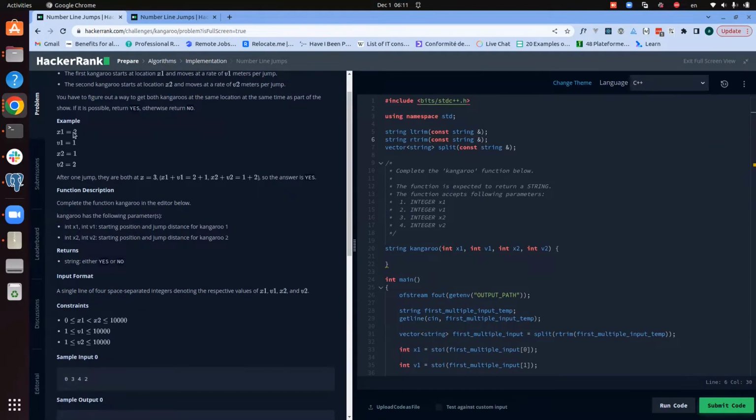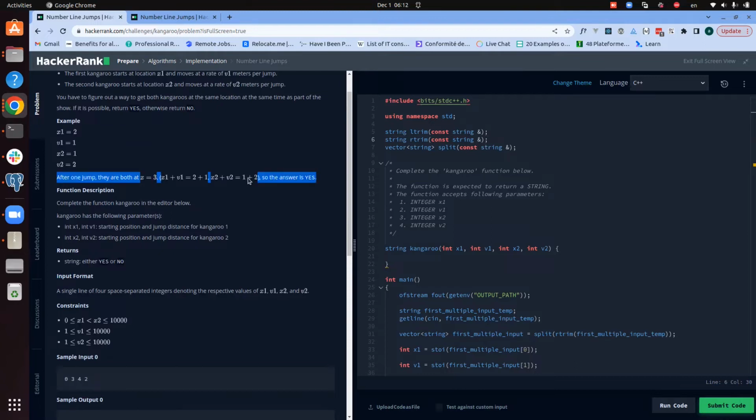We have the first one at the position 2, which is moving with a speed of 1, and we have the second one at the position 1, which is moving with a speed of 2. So after the first jump, the first kangaroo will be at the position 3 because he was at the position 2 and he moved one step forward, that is 3. And the second one was at position 1 and he moved two steps forward, that is also 3. So the answer is yes, they can meet.